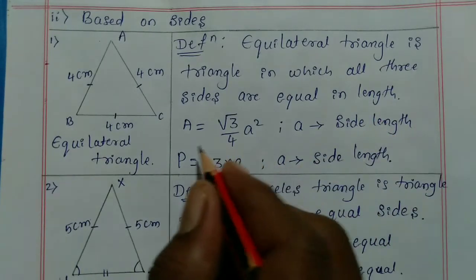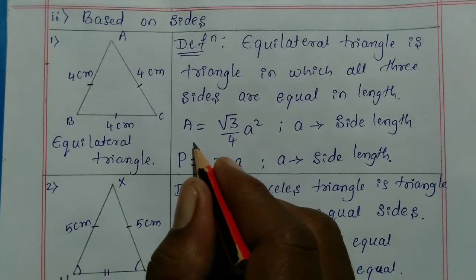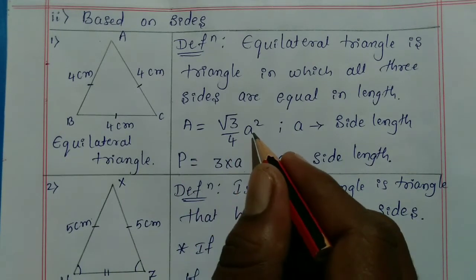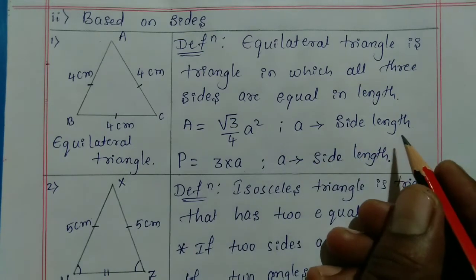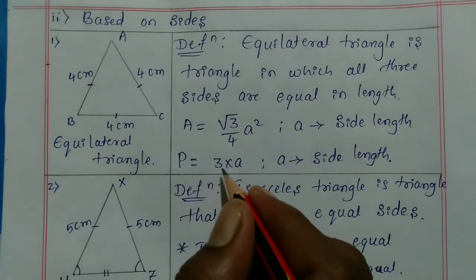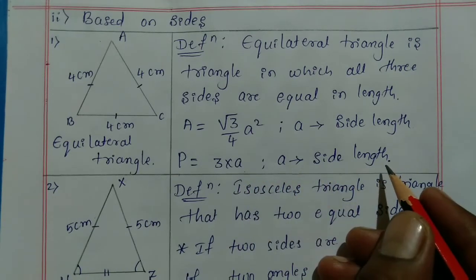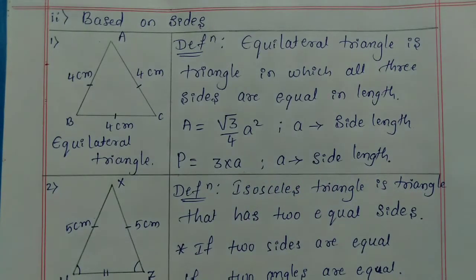Okay. So area of equilateral triangle is square root of 3 divided by 4 into a square. Here a means side length. Next perimeter of equilateral triangle is 3 into a. Here a means side length. Okay. So next I will go to isosceles triangle.